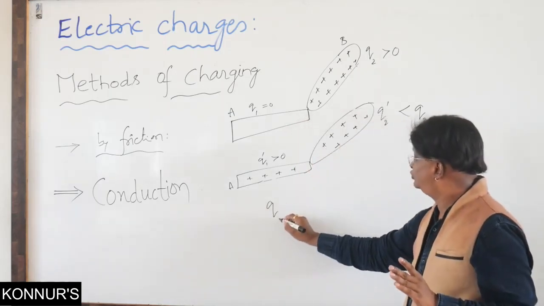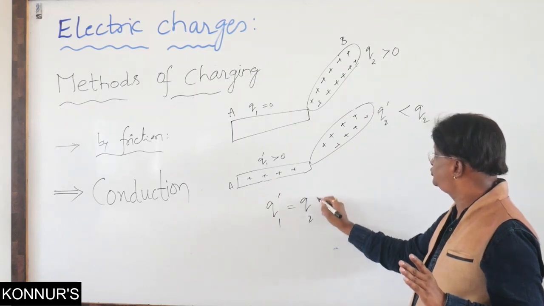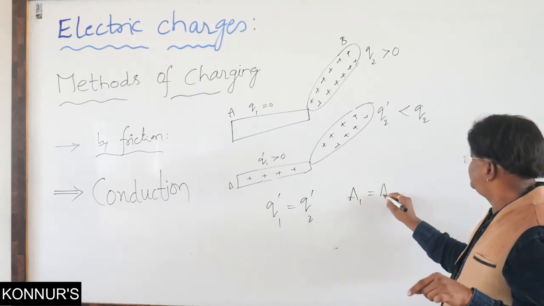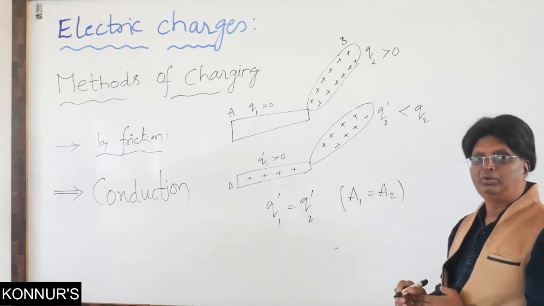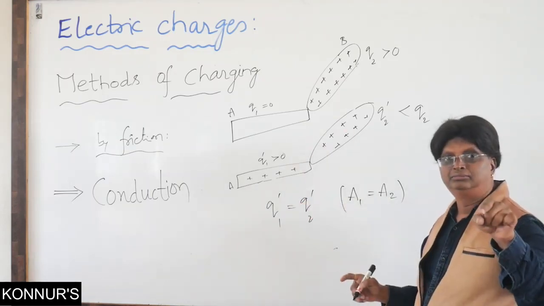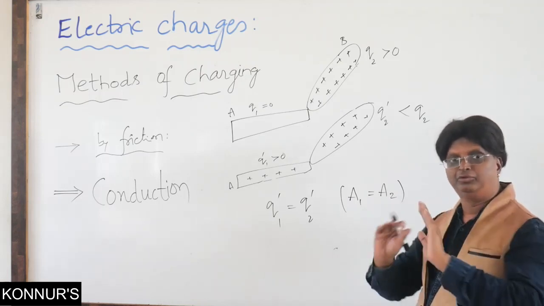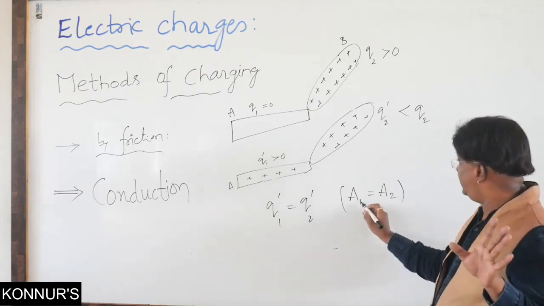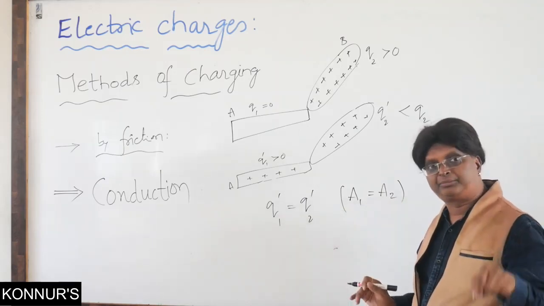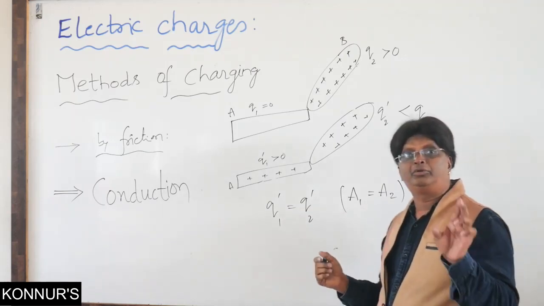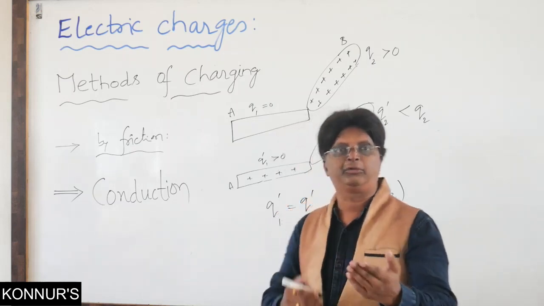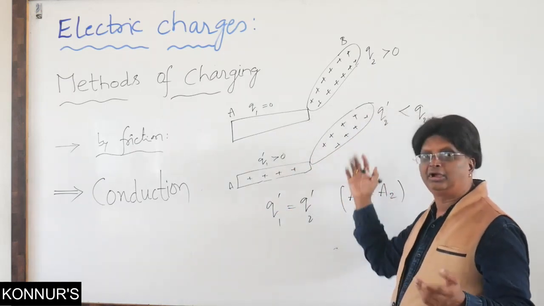Now in this case, Q1 dash is equal to Q2 dash. Yes, it is possible when these conditions hold, like A1 is equal to A2. What does it mean? Surface areas of A and B are the same, irrespective of size and the uniform distribution, please take that. Then A1 is equal to A2, we have Q1 dash is equal to Q2 dash. That is the possibility. So depending upon the areas, we have different possibilities, equal, unequal. In that unequal also, whether A acquires more or B acquires more.